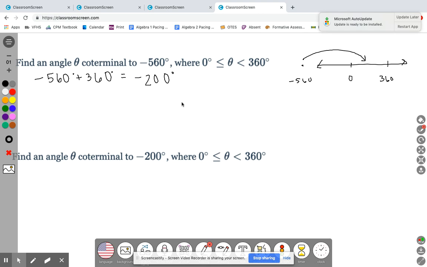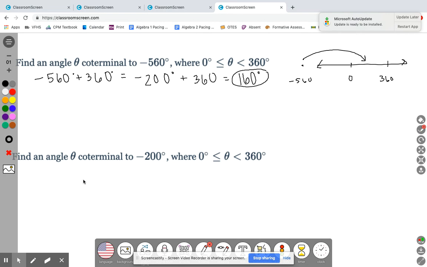And we can see that we're still not in our range of 0 to 360, so I want to add another 360 degrees. And I will get positive 160. We know that we can stop there because it is in between 0 and 360.